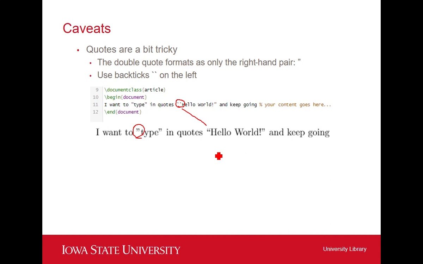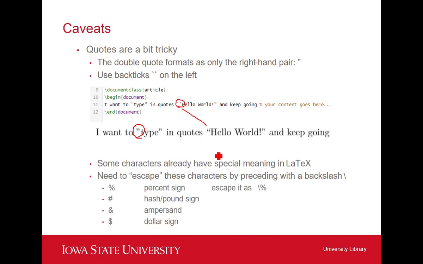So that's the first of many little quirks or subtleties that you'll run across in LaTeX. Another one is that some characters already have a predefined special meaning in LaTeX. And so if you want those characters to show up in your content, you have to what's called escape those characters. So for example, the percent sign, the hash sign, ampersand, dollar sign, these are already defined in LaTeX as something special. And so if you want that to show up, you have to escape it by putting a backslash before it.